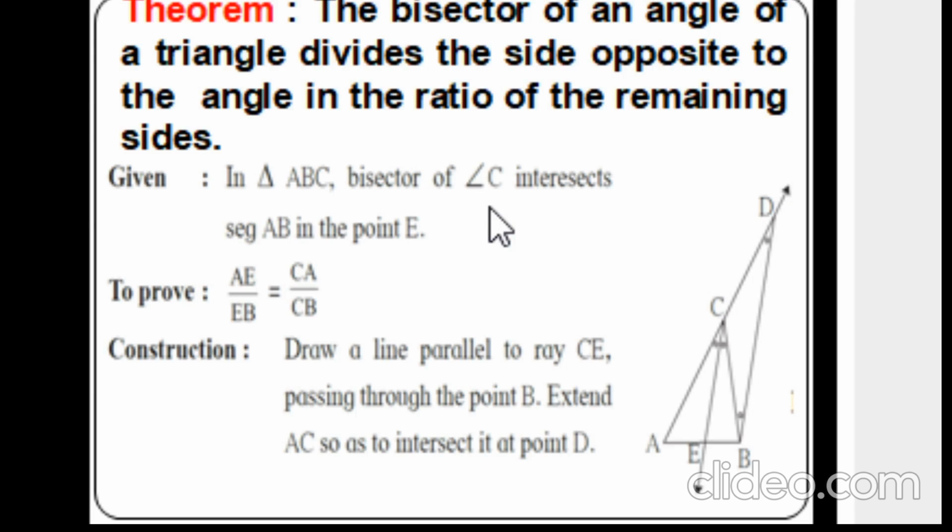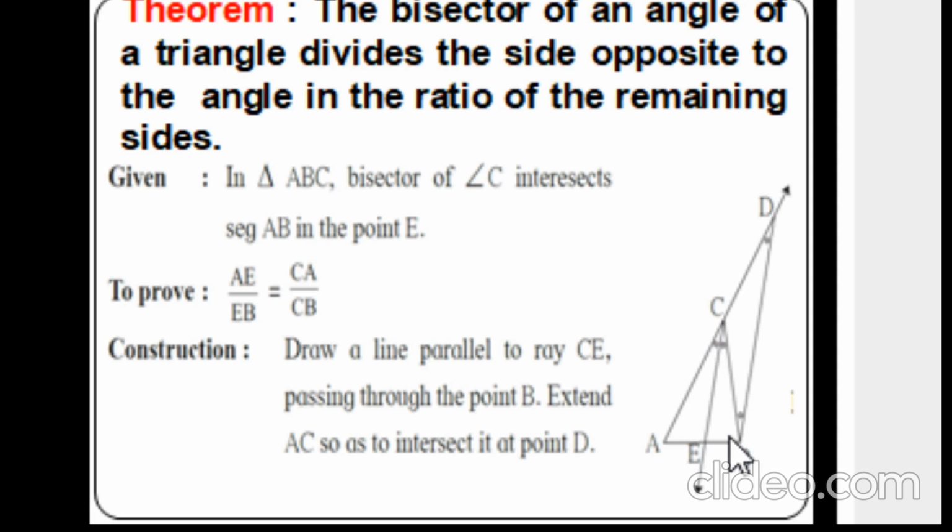So what is the definition? The bisector of an angle of a triangle divides the side opposite to the angle in the ratio of the remaining sides. This is your triangle ABC. In this triangle ABC, the bisector of angle C, that is ray CE, intersects segment AB in the point E. So we have to prove that AE upon EB is equal to CA upon CB.